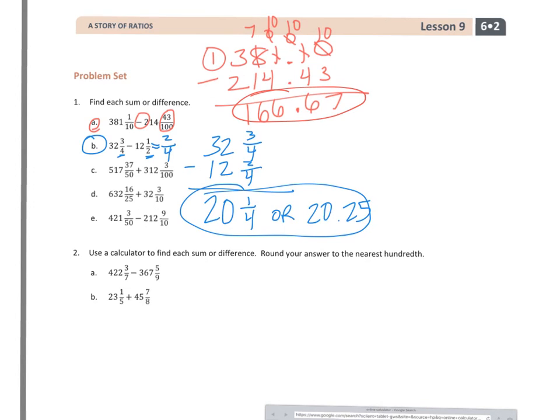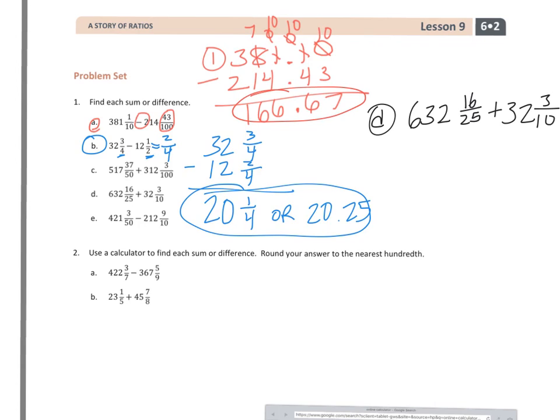Let's take a look at one more of these, and we'll do, how about D, because D looks a little bit like something I don't want to mess with, but we'll do it anyways. So 632 and 16/25 plus 32 3/10. Now, finding a common denominator is going to get kind of high. It looks like it'll be 50, but that's still quite high.